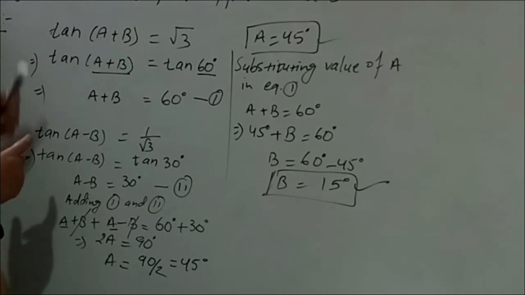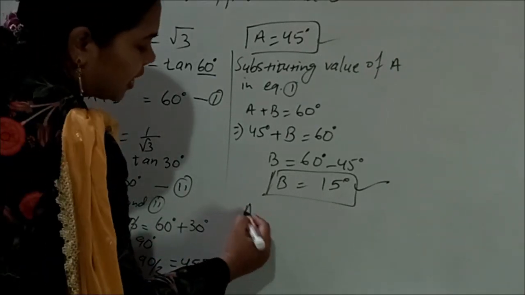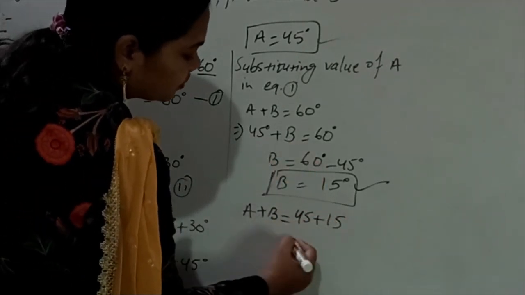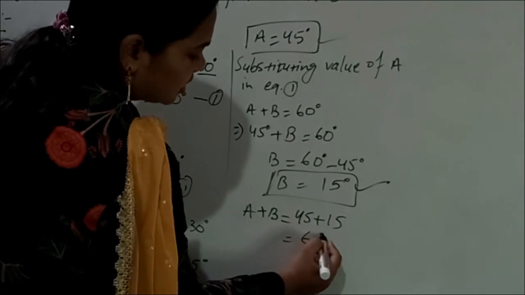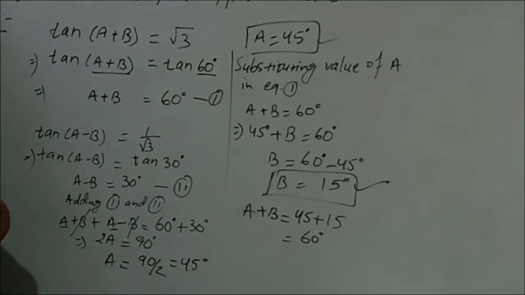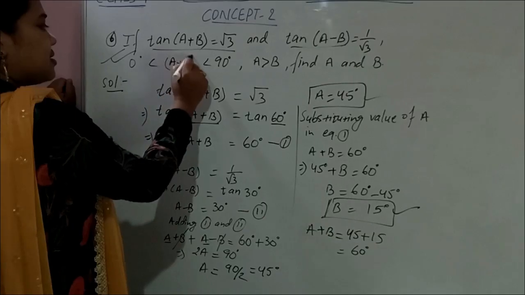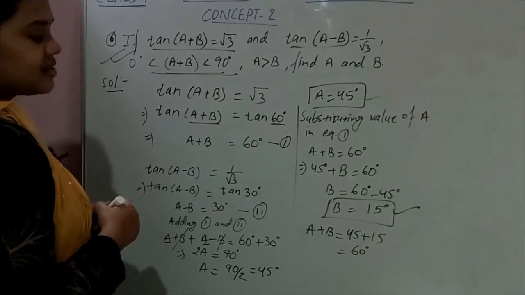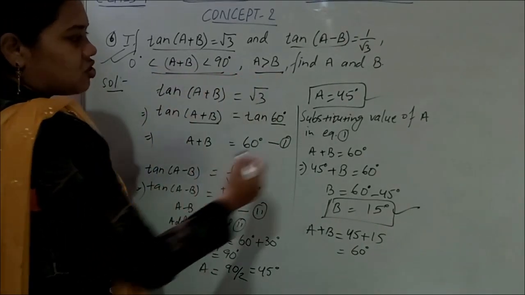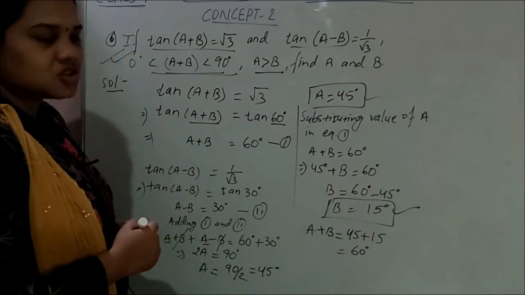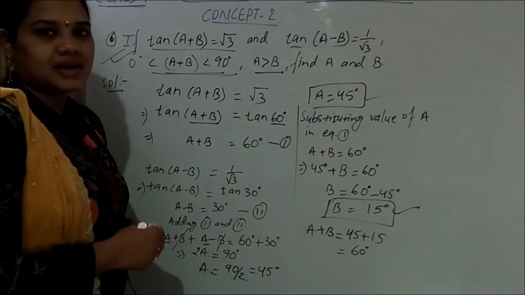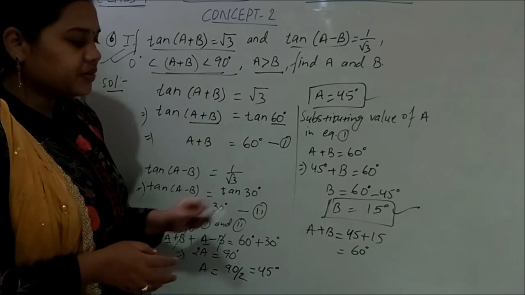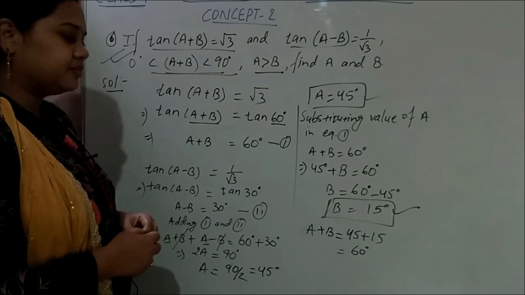Now you check. See what is given, the sum of a plus b. a plus b, how much? a is 45 plus b is 15, 60 degree. Sum of a and b is 60 degree. So the a plus b sum is greater than 0 and less than 90. This is satisfied. Again, what is given? a should be greater than b. So a is 45, b is 15. So a is also greater than b. So both the conditions are satisfied. So what is our answer? a equal to 45 and b equal to 15.